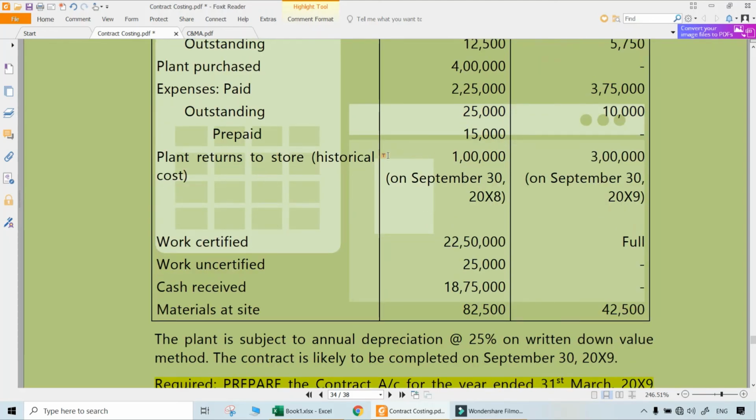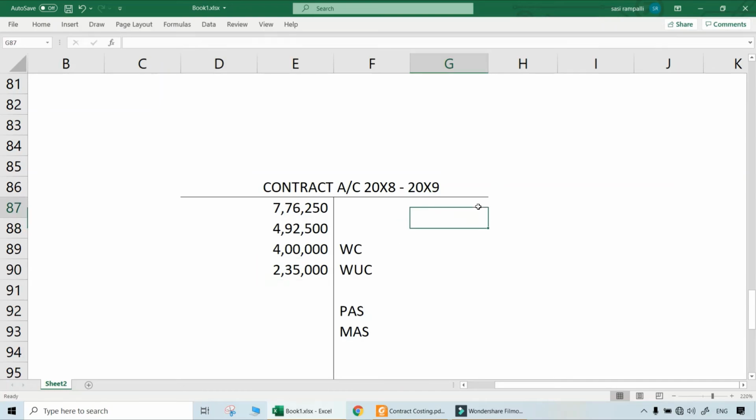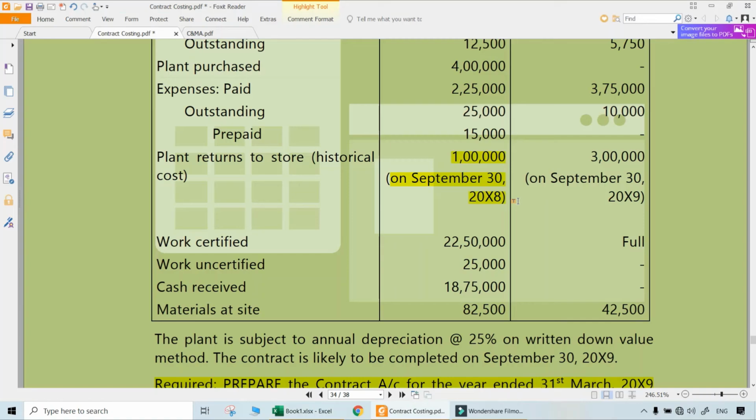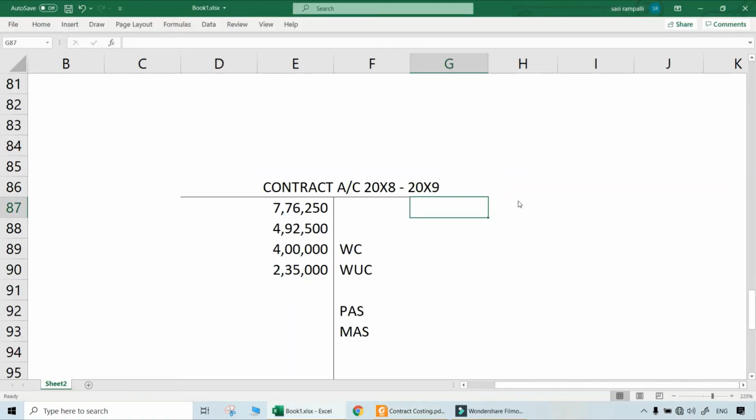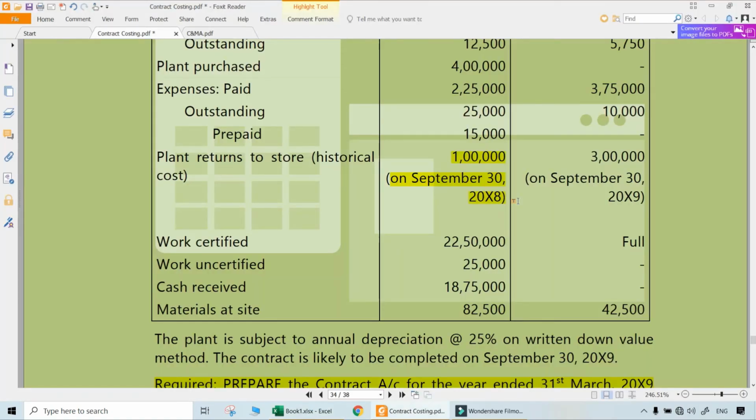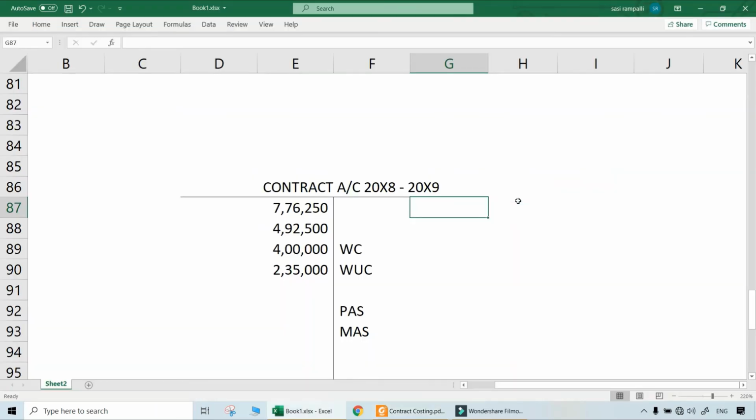Now, plant returned to store at the historical cost was 1 lakh rupees worth of the plant was returned on 30th September 20x8. That is an interesting point because plant returned means 1 lakh rupees should be credited, returned back to the store. From contract, it is given back. But the point is, for the period from April 2008 to September 2008, we have to provide depreciation. So what should be the depreciation for that period that we should calculate separately?